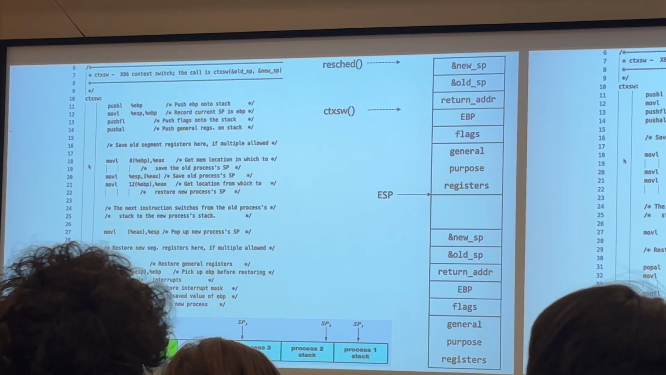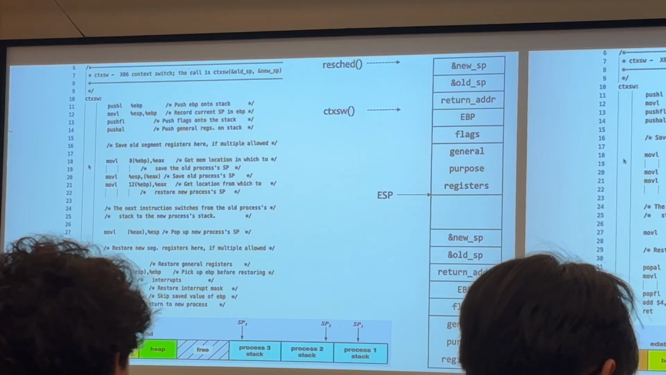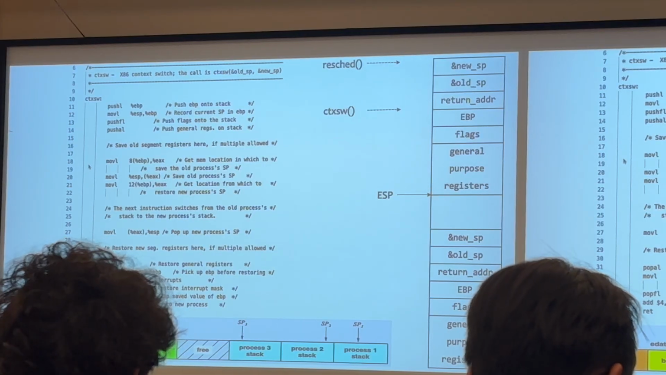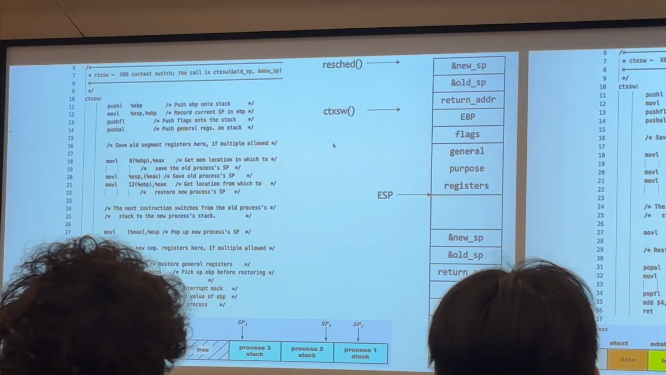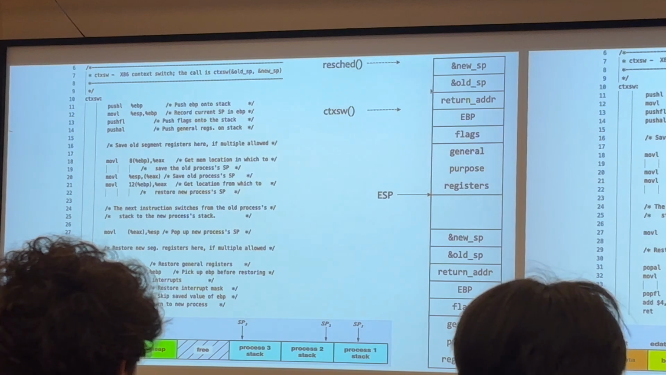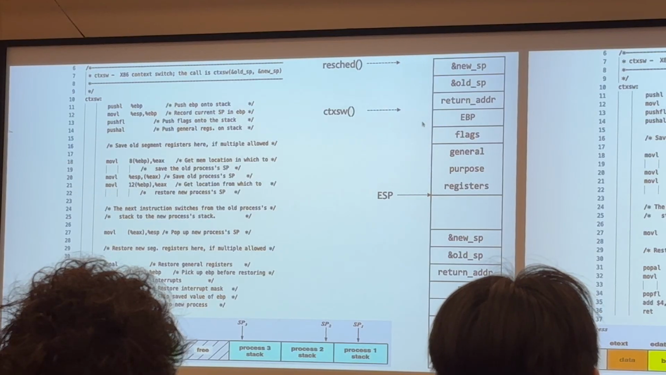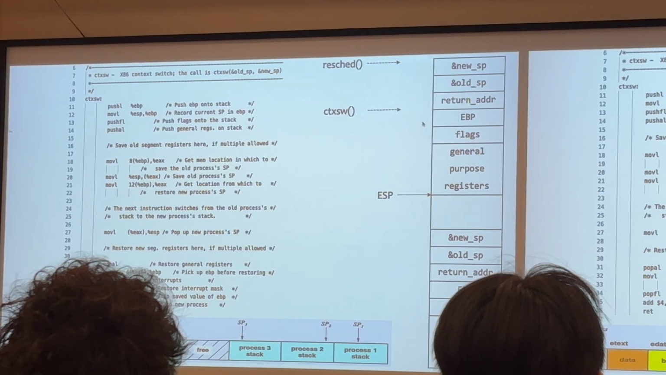Saving off the old stack pointer. And then maybe can you break it down? These two lines, what does each of them do? So it goes to that memory, the old SP memory location, and it puts that into a register. Exactly. Let's go through it slowly.